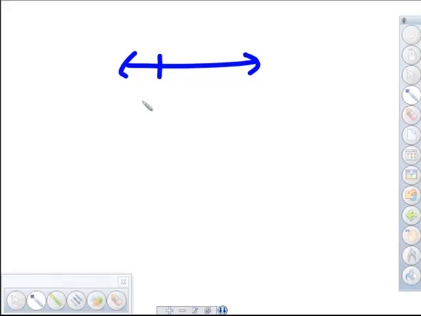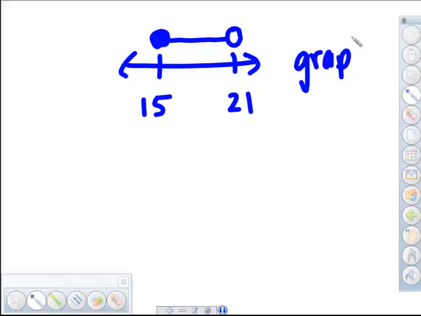Maybe the lowest age would be 15, and then the highest age would maybe be 21, but not really 21-year-olds because we don't need those type of people. So we could say going all the way up to 21, but not equaling 21, and actual 15-year-olds can come. Okay? So this represents a graph of an interval from 15 to 21, not including 21.